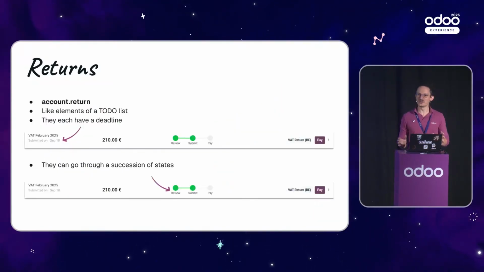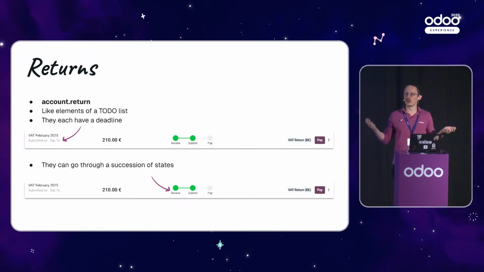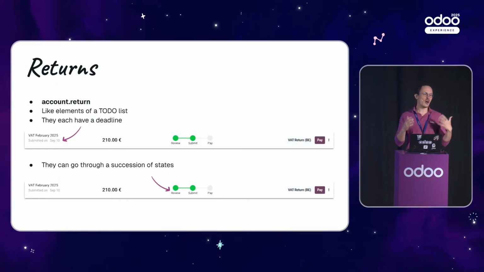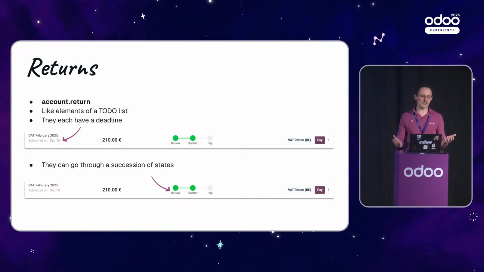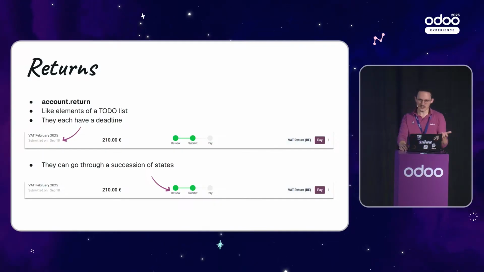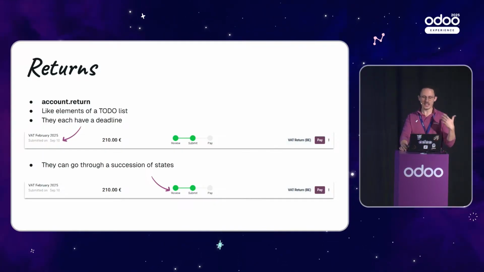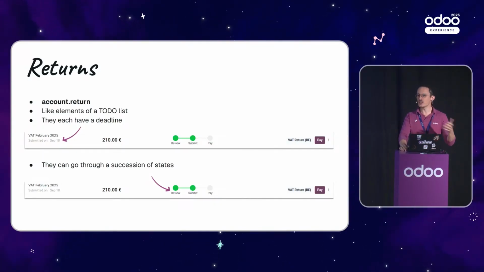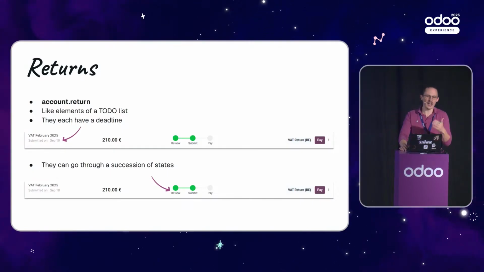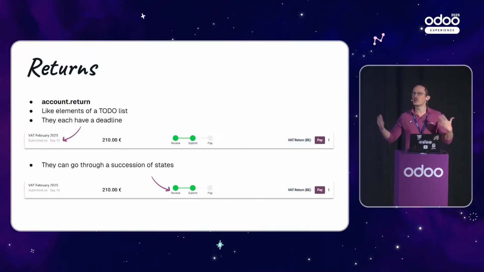What object do we use for returns? We use a new model called account return. So you can see an account return as an element of a to-do list for your accounting. So basically, each account return has a deadline, like you would expect for any element of a to-do list. Each account return has a succession of states that it needs to go through to reach completion. And this is, of course, what we are aiming for, completion of the elements we have to achieve.